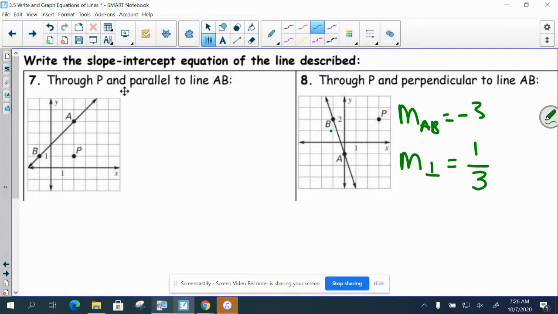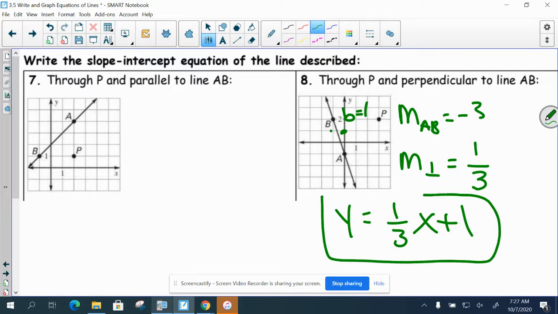So then it says to write the slope-intercept equation of the line described. And then it goes through this point. So now one thing we can try to do is find the y-intercept by graphing. That might not always work, so you would have to use what we did in number 4. But let's go ahead and try it. So if we go from P, we go down 1 over 1, 2, 3, because that would make a positive slope, then we do find the y-intercept. So the y-intercept is 1 in this case. So then we could write our equation. It's y equals 1/3 x plus 1. Right?